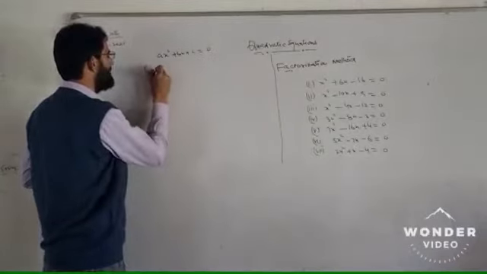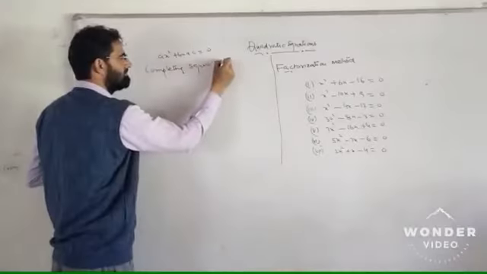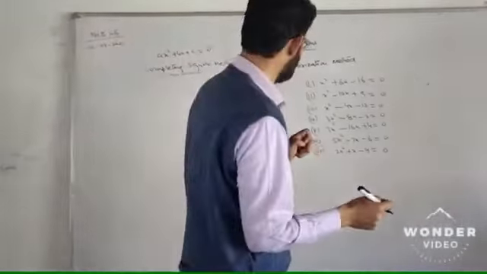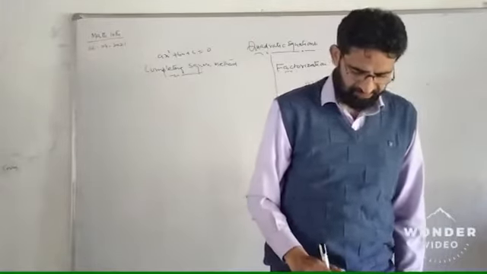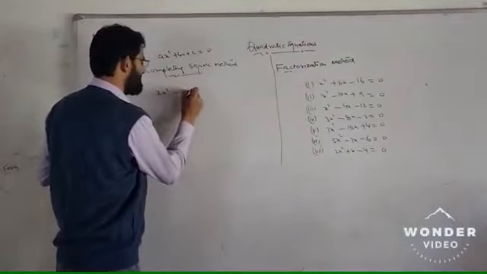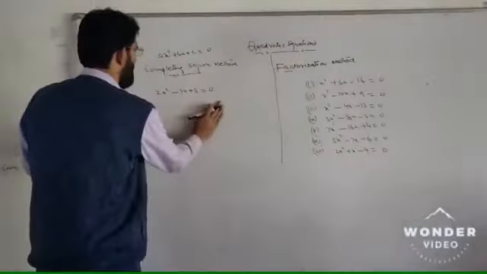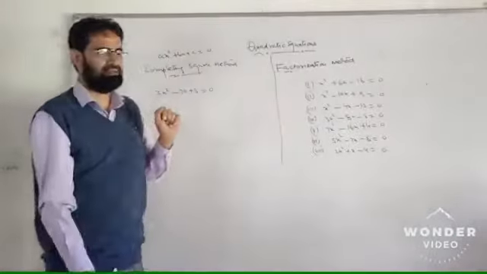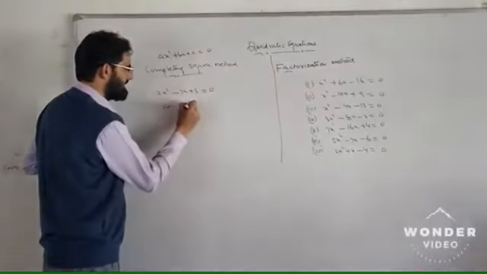Today we shall discuss this completing square method. Now what is the completing square method? Suppose one question is 2x square minus 7x plus 3 is equal to 0. Now let us solve this quadratic equation by making use of the completing square method. Step by step you will remember this. This is 2x square minus 7x is equal to minus 3.